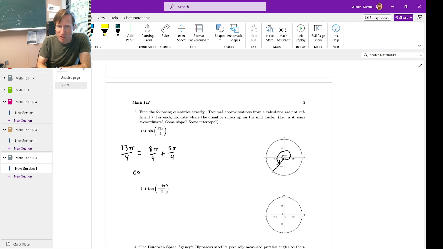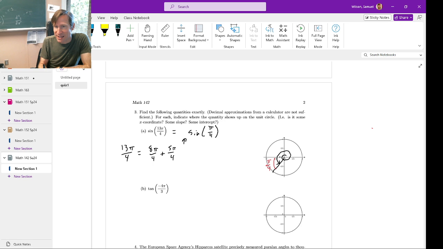So this is coterminal, or sorry, this has a reference angle of pi over 4. So this angle right here is pi over 4. That's the reference angle. Remember, reference angles are always measured to the x-axis. So sine of 13 pi over 4 is the same as sine of the reference angle, so that's pi over 4, but possibly with a minus sign.